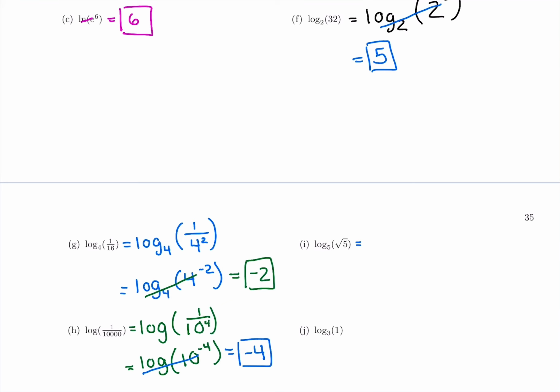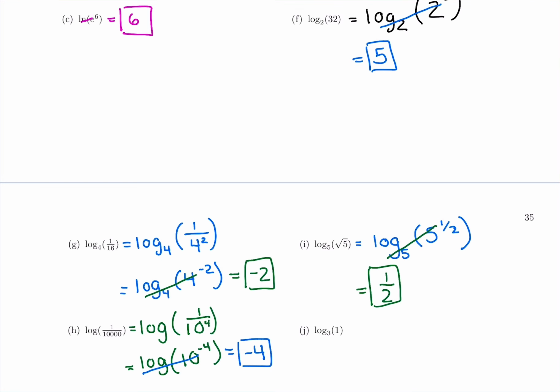Moving up to this log base 5 of the square root of 5, we want to remember how to rewrite a square root as a power. Well, this is log base 5 of 5 to the, what fraction is the square root? It is the 1/2 power. And now the log base 5 and the 5 will cancel, and we'll just be left with 1/2.